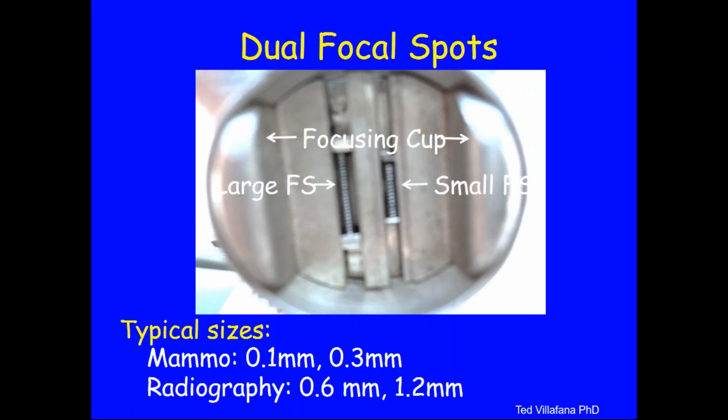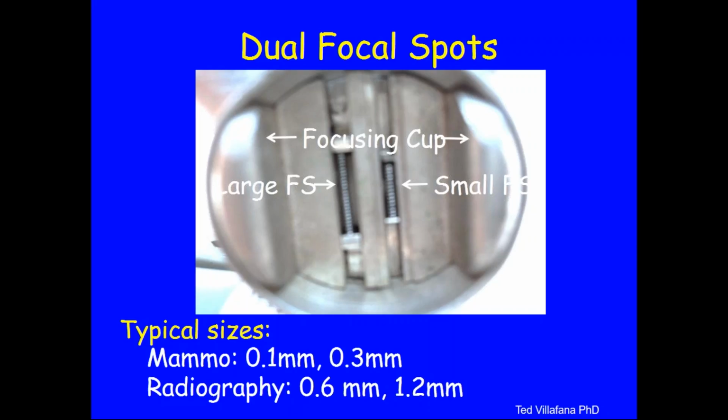In mammography, what focal spot sizes do you use? And this is pretty universal. 0.1 millimeters for the small, 0.3 millimeters for the large. Think of that, 0.1 millimeters. You can hardly see 0.1 millimeters. But that's the kind of small focal spots that we use. Why so small? Spatial resolution.